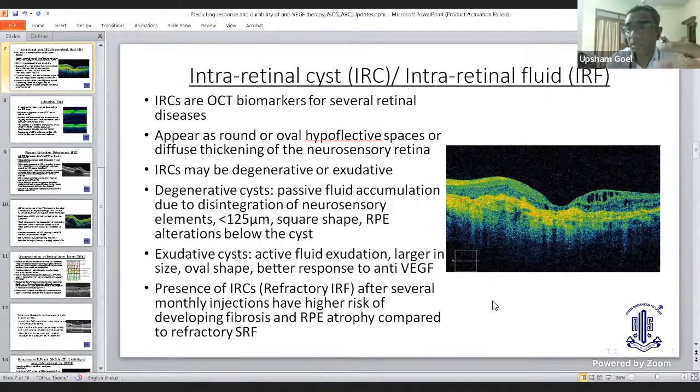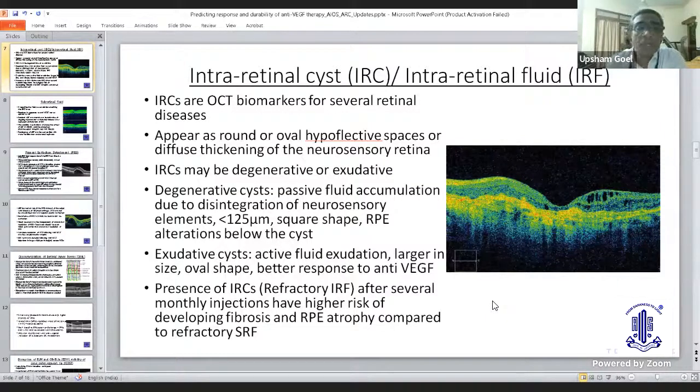That's the basic issue. All the inner retinal fibers and all the inner retinal elements start getting more damaged because of the presence of the IRC. There may be different types. They could be oval, etc., or they could be more round, and they could be more square in shape. And it could be because of exudation, and sometimes they can be because of the degeneration in the RPE itself.